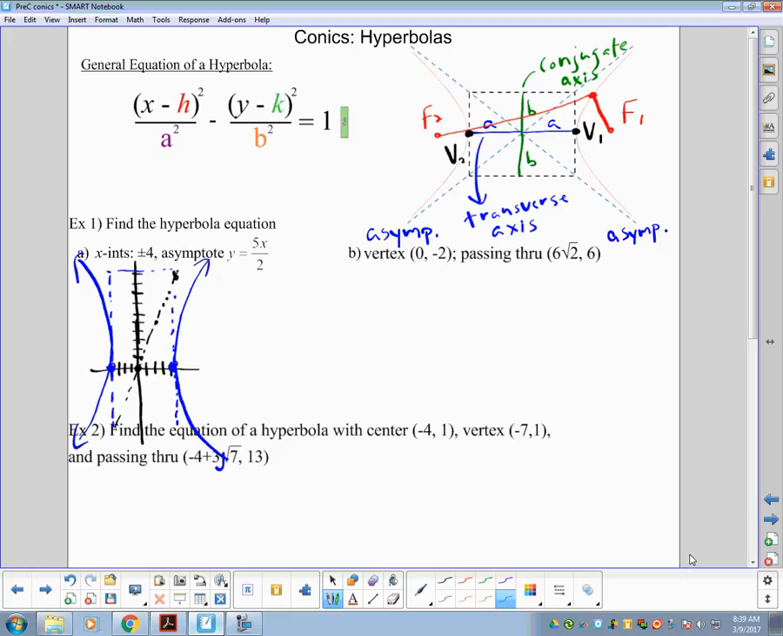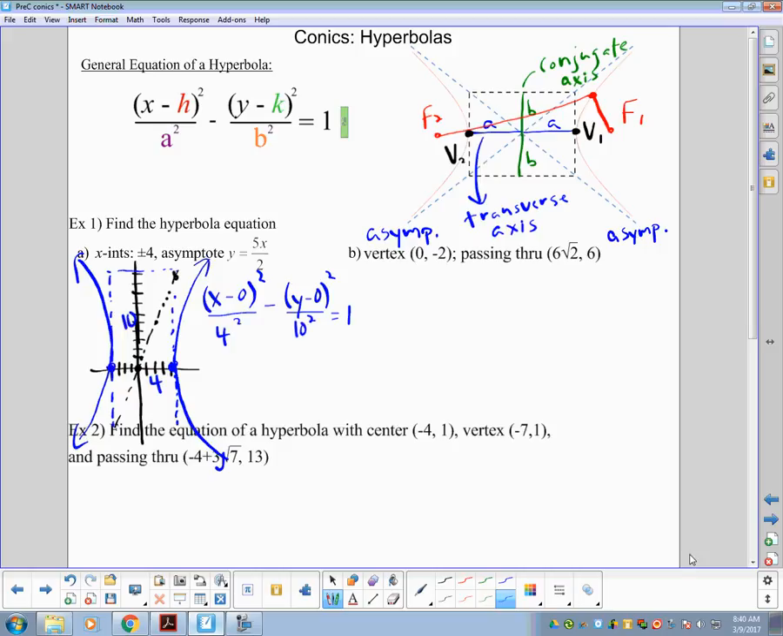So now it's just a matter of plugging in h, k, a, and b. We see that it opens left and right. In this case, a is 4 and b is 10, and h and k are 0. So I have x minus 0 squared over something minus y minus 0 squared over something equals 1. And so the x is over 4 squared and the y is over 10 squared.